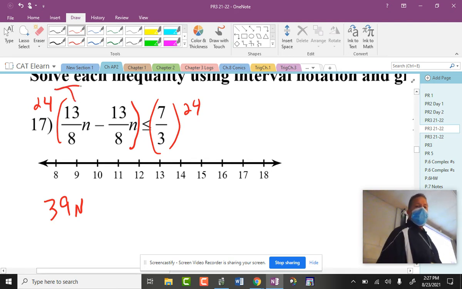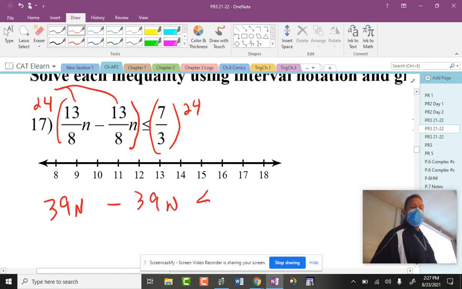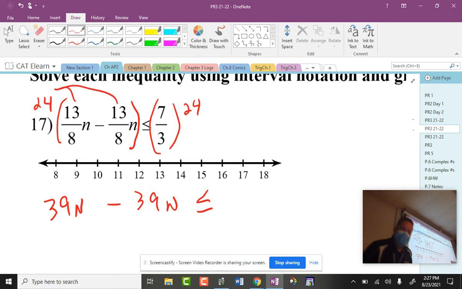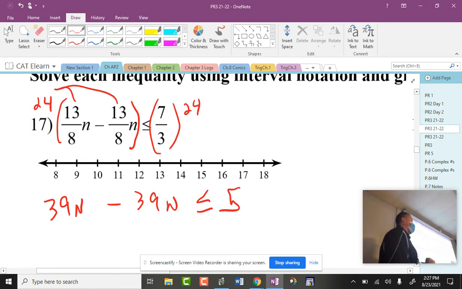Same thing happens here. Minus. And then 24. 3 goes into 24 how many times? 3 times what equals 24? 8. Okay, here we go. What's 8 times 7? You know your times tables? Give you a hint, it starts with a 5. 56. So know your times tables. It'll go a long way in this class.